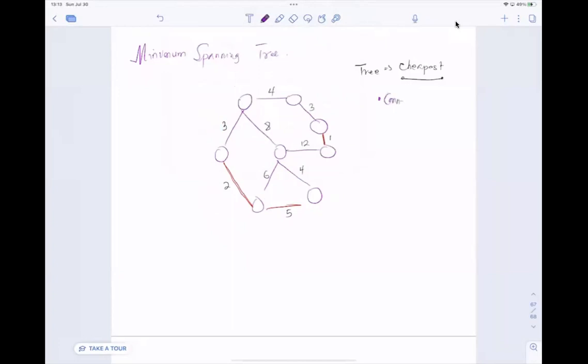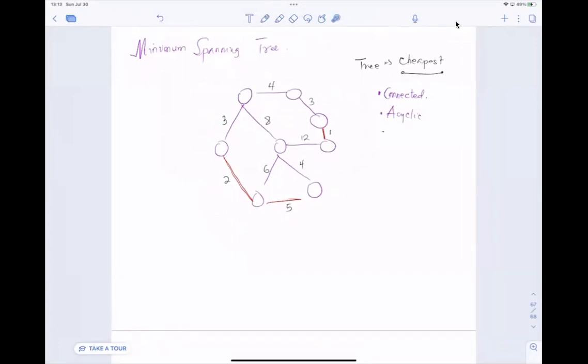That means that there must be a path from a node to all the other nodes, right? It must be connected. Two, it must be acyclic, right? That means that there must be no cycle, right? We can forget the undirected part for now. But yeah, so let's just focus on these two things, right? So let's see how we can construct this.